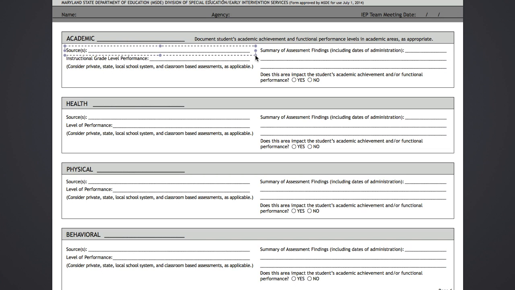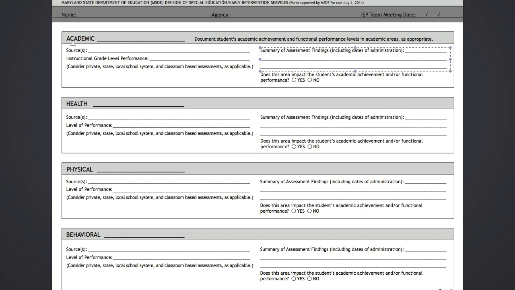And then the summary of assessment findings is where the evaluator will indicate quite a bit of information about the student. So the first thing they'll do is summarize the assessment findings, and this typically happens in a short narrative, perhaps a paragraph, sometimes several paragraphs. But the assessment findings include data, including the date that the assessment was conducted, and data and information from any assessments that were included in this process.